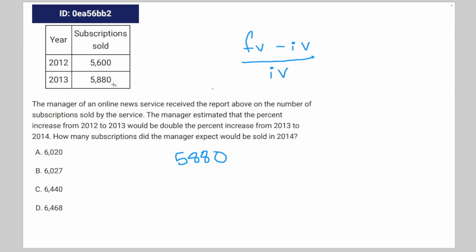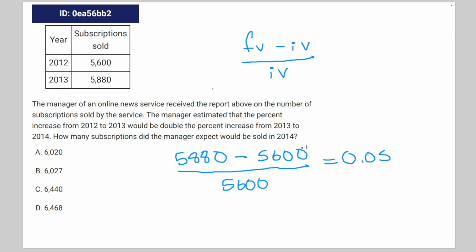So yes, the final value would be 5,880 minus the initial value of 5,600, over again the initial value 5,600. This is going to give you the percent change in 2013, which is just not what we're looking for. That's going to be 0.05. What we are looking for is the percent change in 2014, which is half of the percent increase in 2013. So to find the percent change in 2014, we're going to take the percent change in 2013 and divide it by 2.